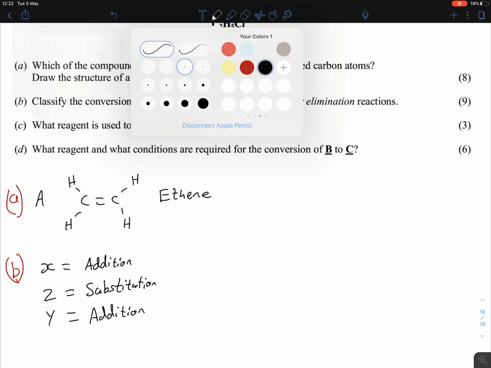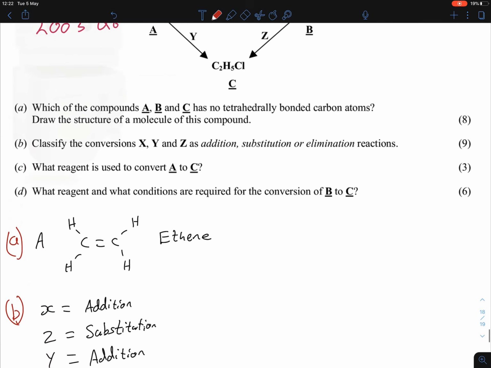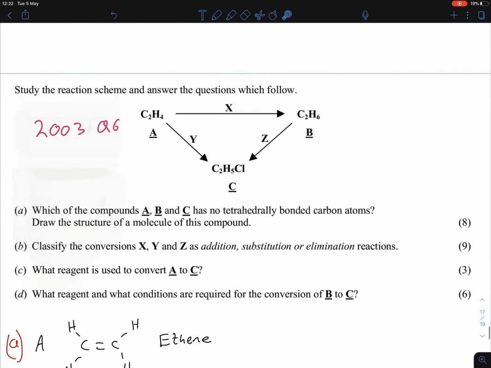C. What reagent is used to convert A to C? So A is over here, and C is down here. So we're going from ethene to chloroethane. Okay, so again, identify if it's a substitution or addition. In this case here, it's going to be addition.